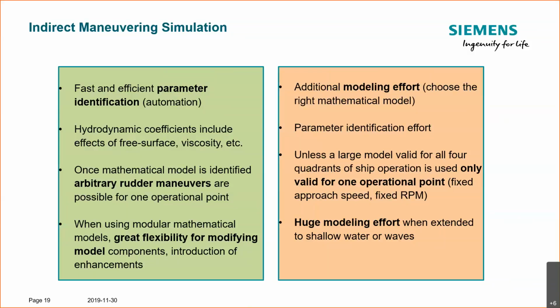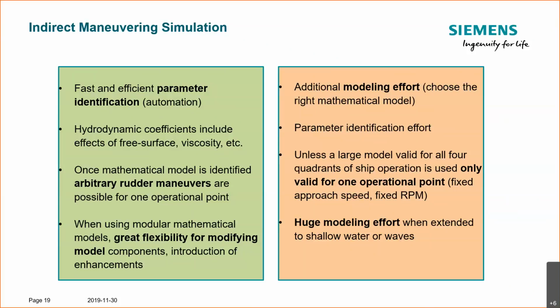When using modular mathematical models, so not lumping everything into multivariate polynomials, but really having a separate rudder model, separate hull model, and so forth, we have great flexibility for modifying an existing model and model components by introduction of enhancements. So we already have a model, and now we equip our ship with a bow thruster. So I just have to run some parameter identification tests to get the module for the bow thruster, and I just plug it in. The cons are the additional modeling effort.